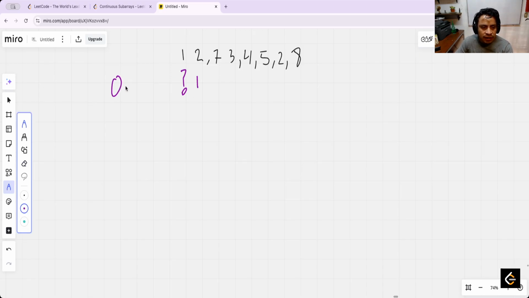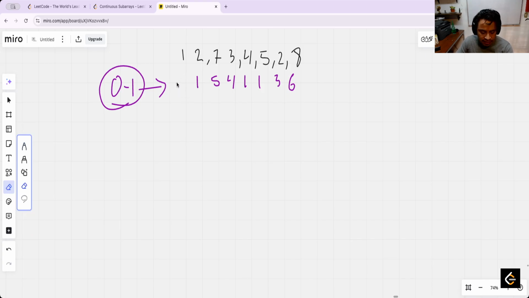I'm not sure if it's 0 or it's 1. I need to validate this. But well, the difference between this and this is 1. Difference between this and this, 5. This and this, 4. This and this, 1. This and this, 1. This and this is 3. This and this is 6. Okay. Yeah, I think that here the difference is 1, I think.